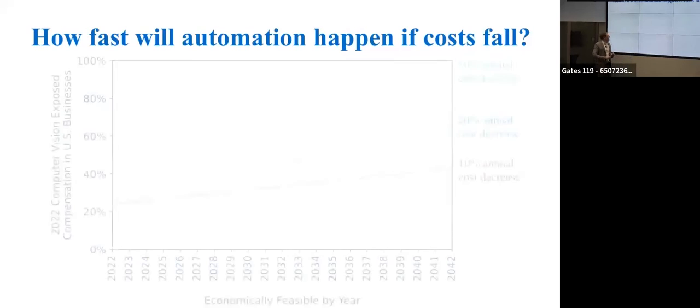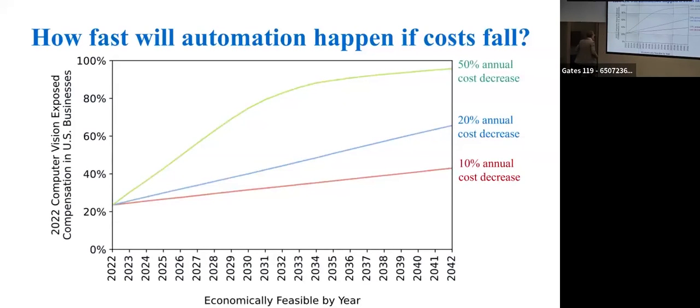Okay, so what happens? Well, if you start from 2022, which we picked because that's the census data we're using, right? And you say, okay, what if we get a 10% annual cost decrease? So that's across all of them, right? Compute, data, engineering, all of these things. It actually takes a long time for the systems to spread, right?